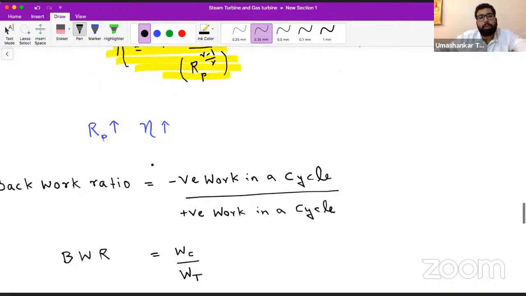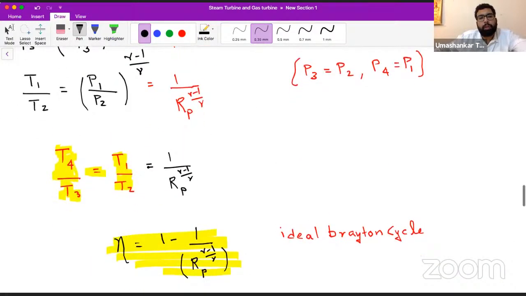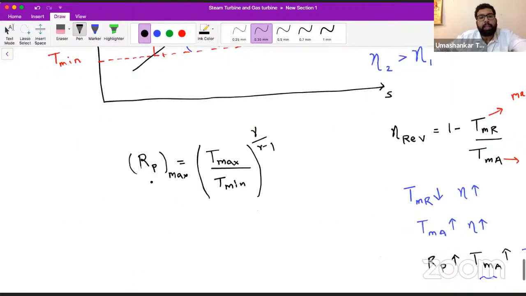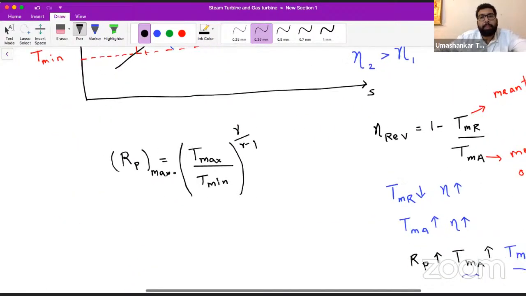What is our pressure ratio? Pressure ratio is T2 by T1, or Tmax by T4. So from here can we say that this is the maximum pressure ratio we can attain, and we cannot go beyond this point. So at this RP max, we are definitely going to get the maximum efficiency.